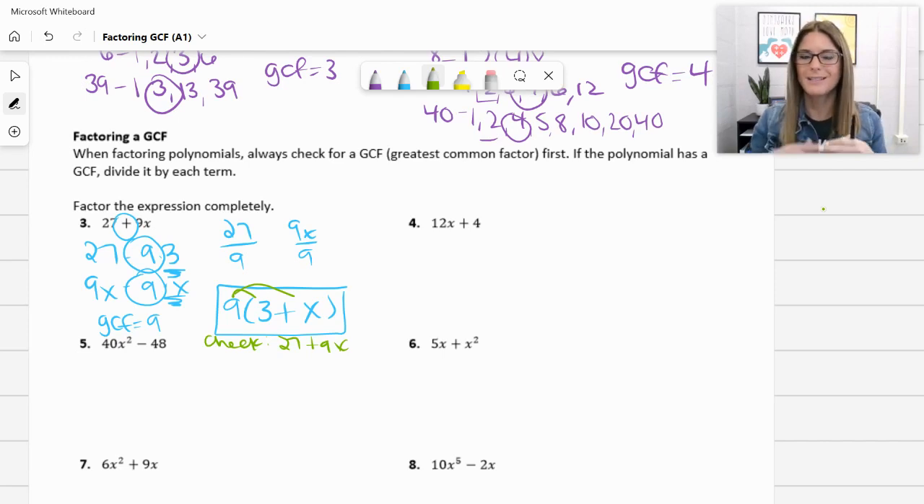So all we're doing is kind of dividing. We're factoring it down. We are finding the things that were multiplied together to make the polynomial. So 9 times the quantity 3 plus x. Let's move on to number 4.